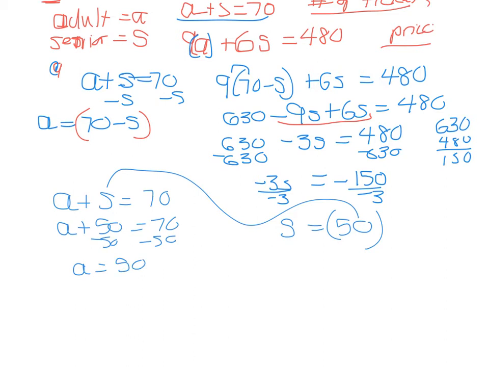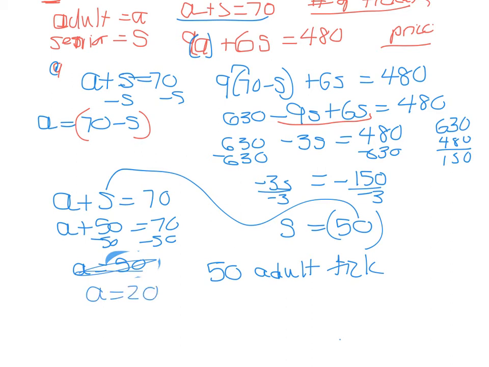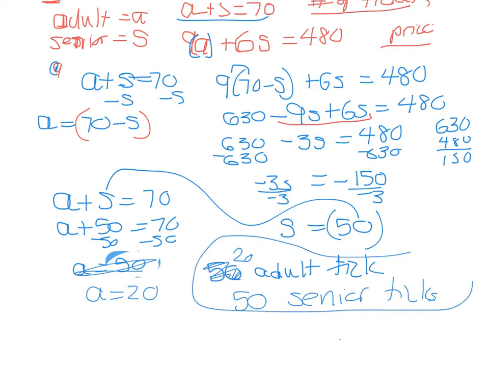Now I need to answer the question. They sold 50 adult tickets and they sold, oops, I'm sorry, I did that wrong. Made a mistake. They sold, cross it out, 20 adult tickets, 20 adult tickets, and 50 senior tickets on that night. And this whole thing you'll box in as your answer. 20 adult tickets, 50 senior tickets.